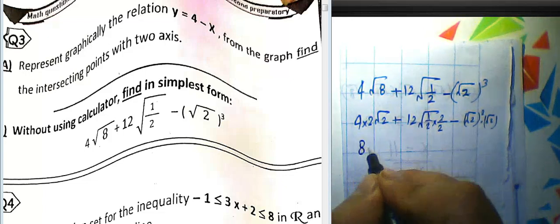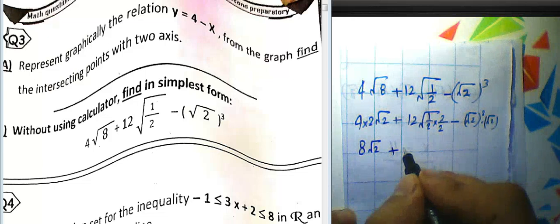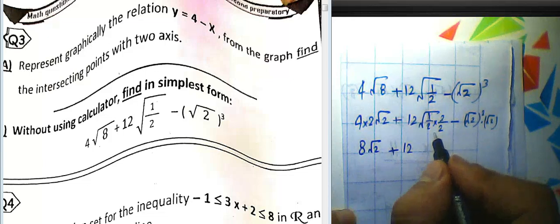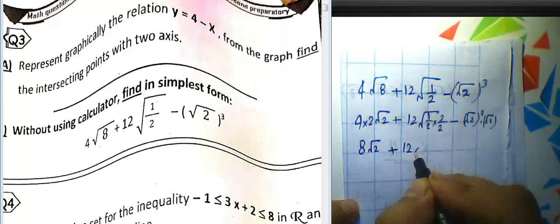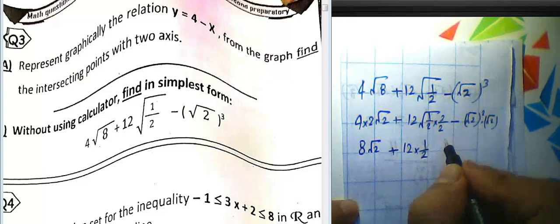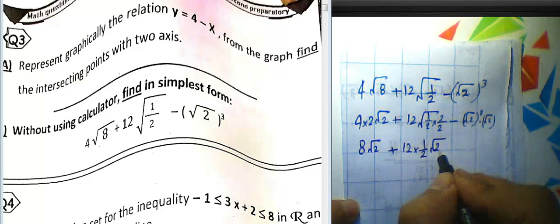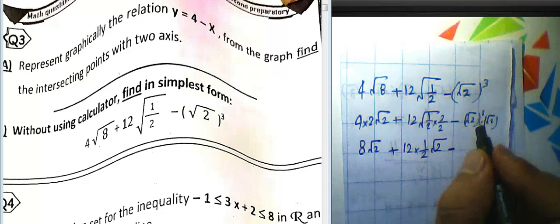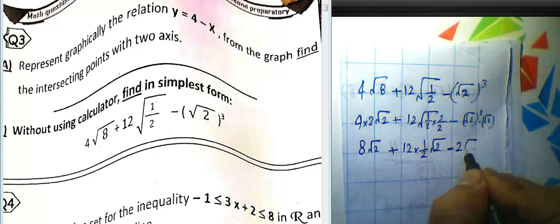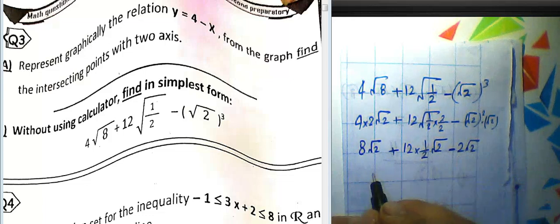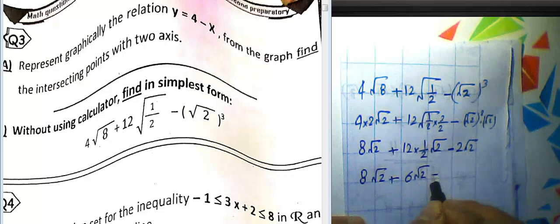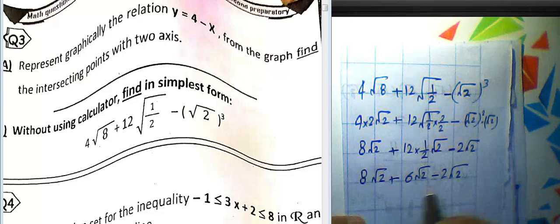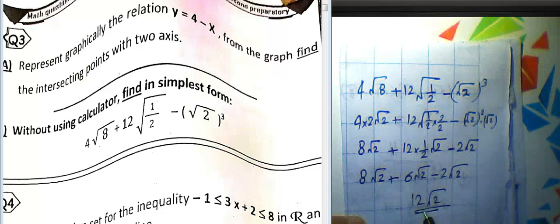4 times 2 equals 8, write 8 root 2 plus, write 12 outside. 2 times 2 is 4 in the denominator, and the square root of 4 in the denominator will be 2. We get 1 over 2 multiply root of 1 times 2 equals root 2, subtract root 2 to the power 2 equals 2 times root 2 here, and we can simplify it. 8 root 2 plus 12 divided by 2 equals 6, 6 root 2 subtract 2 root 2. 8 plus 6 equals 14, 14 minus 2 equals 12, 12 root 2 is the result of this example.